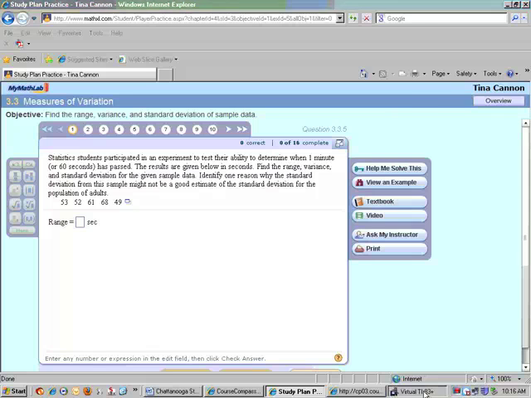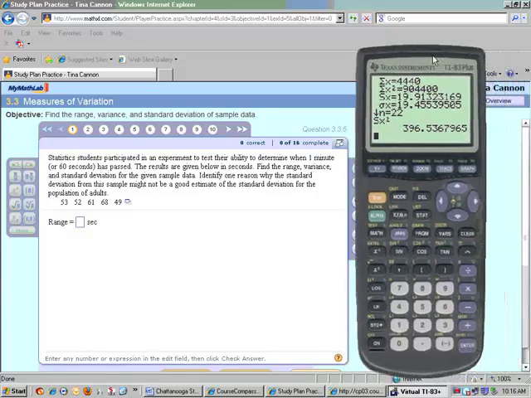I'm going to call up this problem. This is out of your book or out of your homework. This is from section 3.3 in your book, and it gives us some values. And what it asks us to do in this, it says statistics students participate in an experiment to test their ability to determine when 1 minute or 60 seconds has passed. That's without looking at your watch, of course. The results are given below in seconds. Now, it says find the range, the variance, and standard deviation for the given sample. Identify one reason why the standard deviation for this sample might not be a good estimate of the standard deviation for the population. Okay, so first of all, it asks us to find the range.